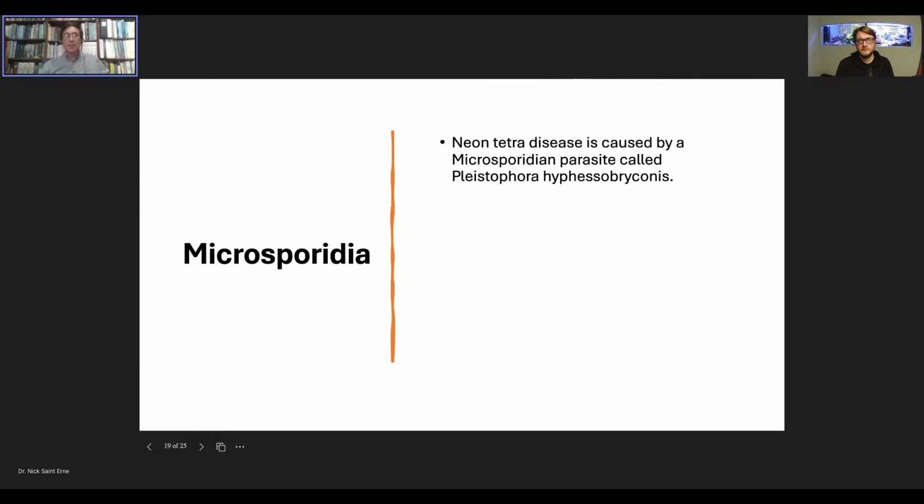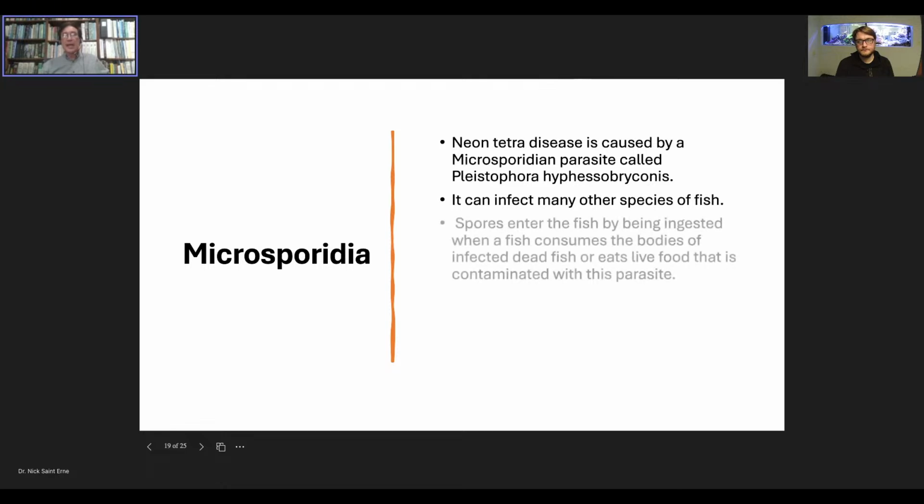It's Plistophora hyphesobrychonis. It's a parasite that gets inside of the muscle tissue or other organs of the fish. But it's not just neon tetras that can get this. It's actually seen commonly in zebradanios in laboratory settings, but it can also go into cichlids or other species of fish. The spores are in the fish.